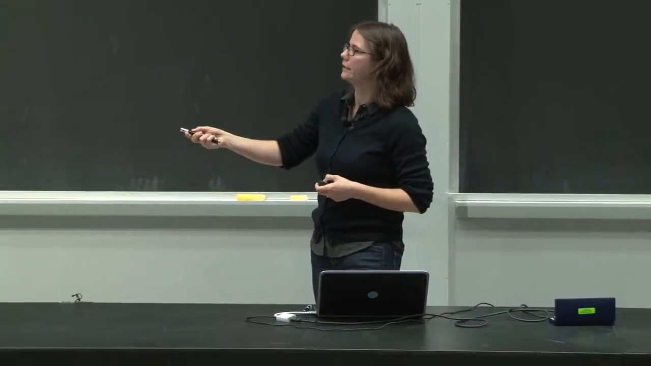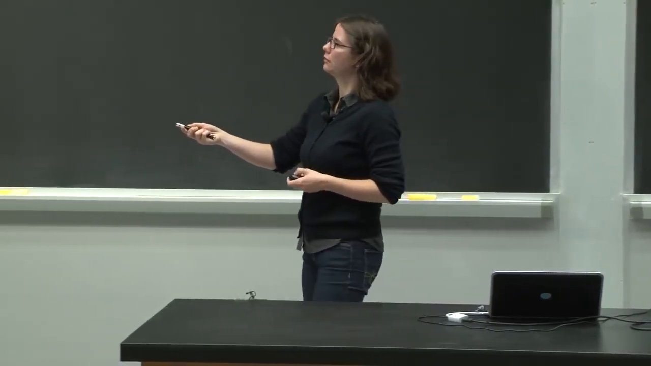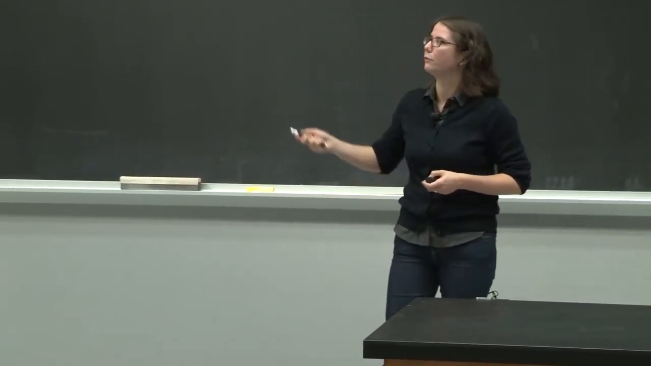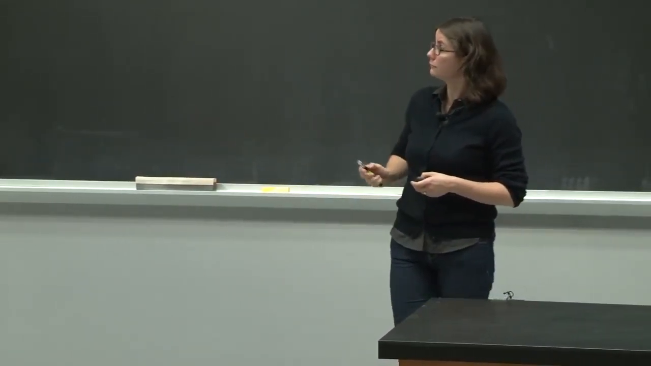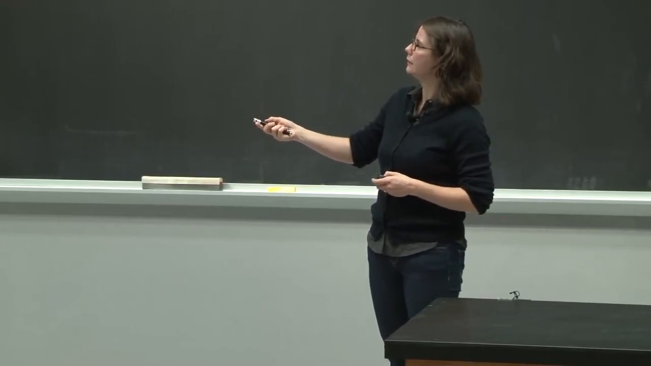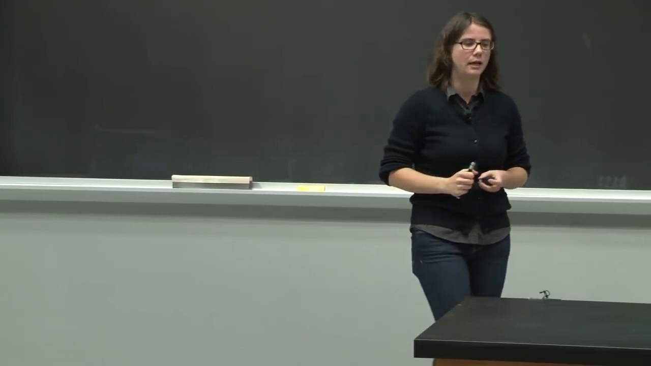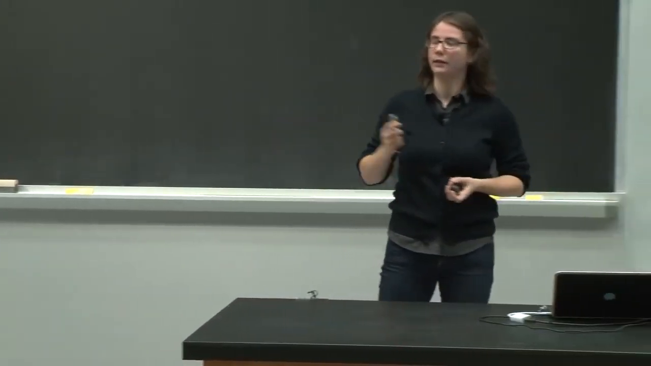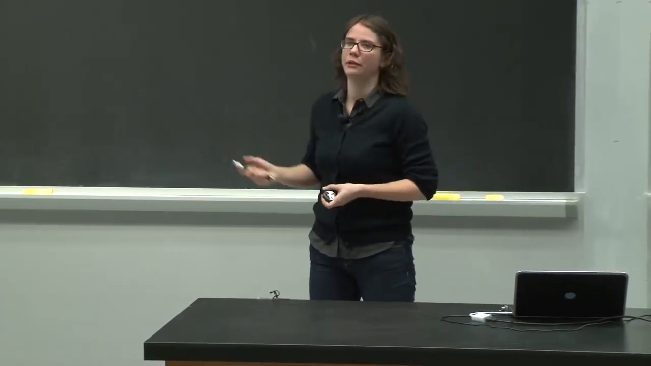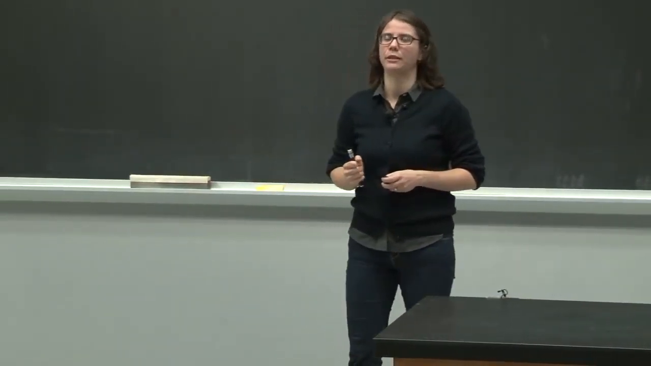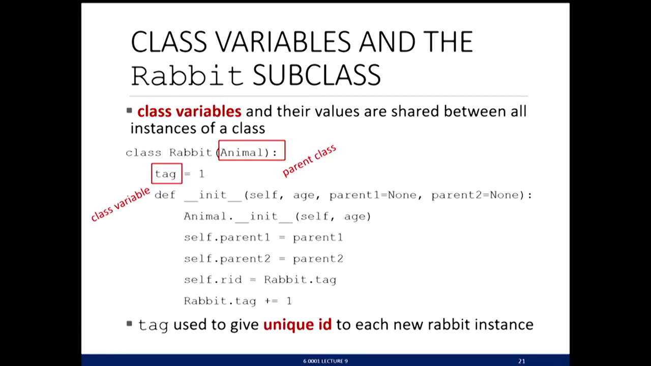Inside the init, this tells us how to create a rabbit object. I'm going to give it self as usual, an age, and then 2 parents. Don't worry about the 2 parents for now. Inside the init, I'm going to call the init of the Animal, because to do less work, Python already knows how to initialize an animal for me. That's going to set the 2 data attributes, name and age. I'm going to set the data attributes parent 1 and parent 2 for a rabbit to be whatever's passed in.